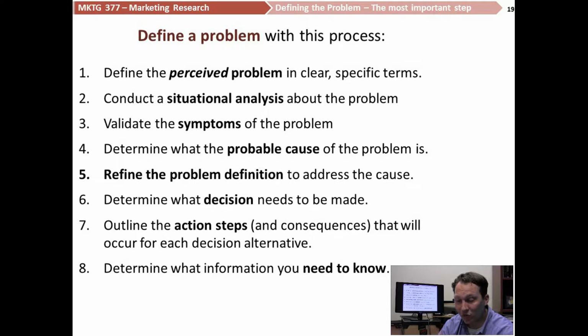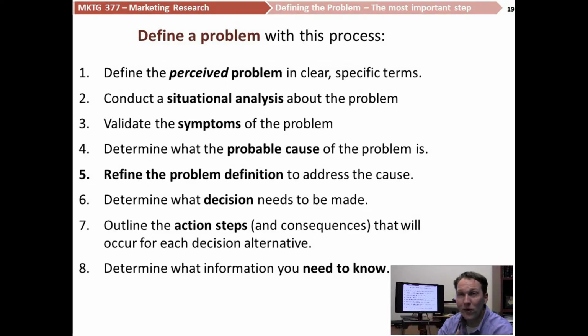And then we can conduct a situational analysis of the problem, and we can validate the symptoms of the problem. And those are tools that we can use to try to understand what's going on around the problem, what's impacting it, what's causing it, what's leading to perceptions of it. And we can see if the problem itself is a symptom of something deeper, or if there are symptoms that are being caused by the problem that we can identify. Once we know all of that, we can really narrow down what the probable cause of the problem is. And once we get to that, we can refine our problem definition to address what the actual cause is, rather than what we initially thought the problem was.